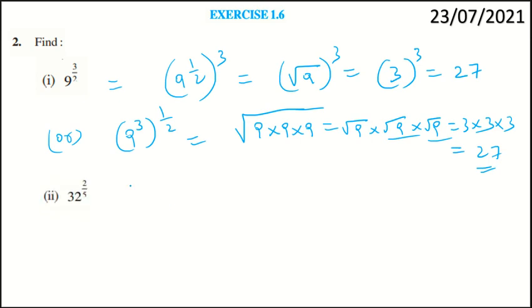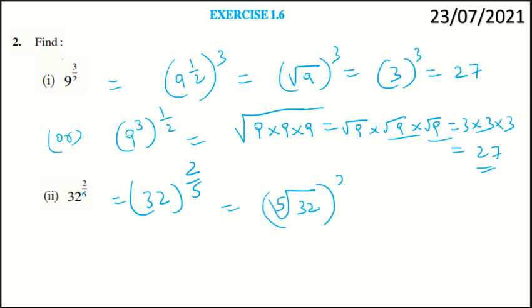Then 32 to the power of 2 by 5, 32 raised to the power 2 by 5. In one way, I will write fifth root of 32 whole power 2. You know, fifth root of 32 is 2. You have already learned that. So fifth root of 32 is 2. So 2 square is 4 is the answer. This is the easiest way of doing.